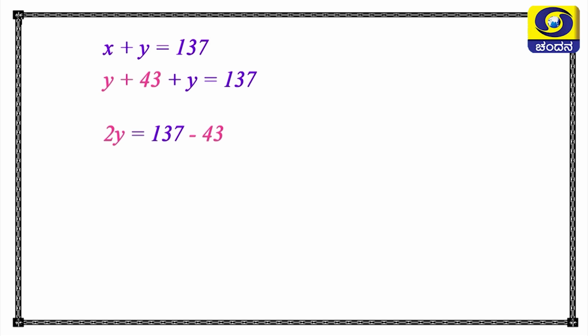So it becomes minus 43. Therefore the equation becomes 2y is equal to 137 minus 43. So 2y is equal to 94. y is equal to 94 divided by 2, that is 47. So y is equal to 47.